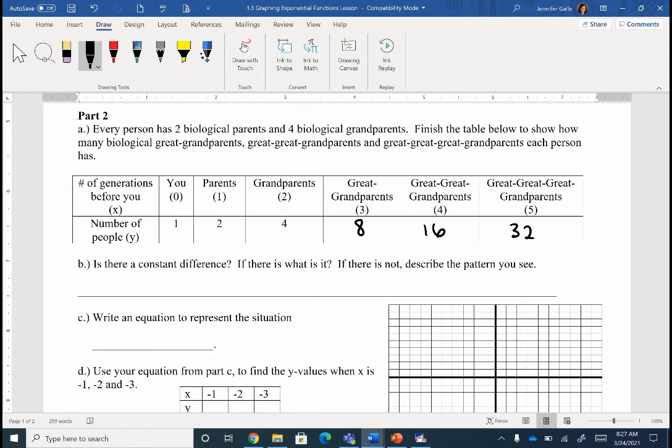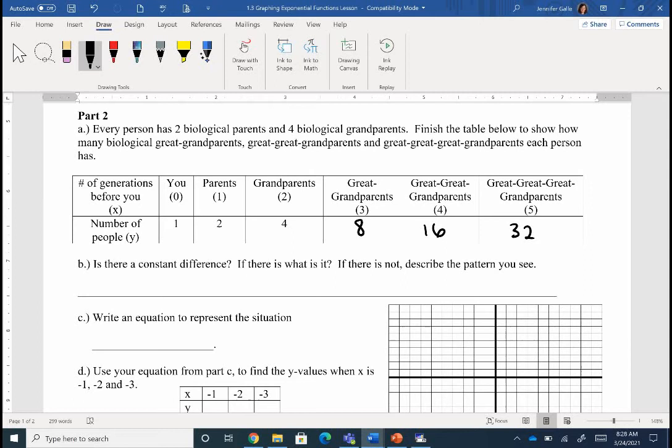Is this like a real life situation? How do you have 16 great-great-grandparents? Because each of your great-grandparents has 2 parents each. Again, we're talking biological. I know some of you have step parents, adoptive parents, foster parents. Just talking biological. You have 2. Then each of your parents had 2 biological parents.